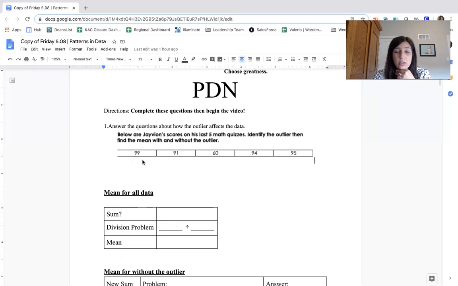So the first thing I need to do is add up these 5 numbers: 99 plus 91 plus 60 plus 94 plus 95. And when I add those all up, the total that I'm going to get is 439.